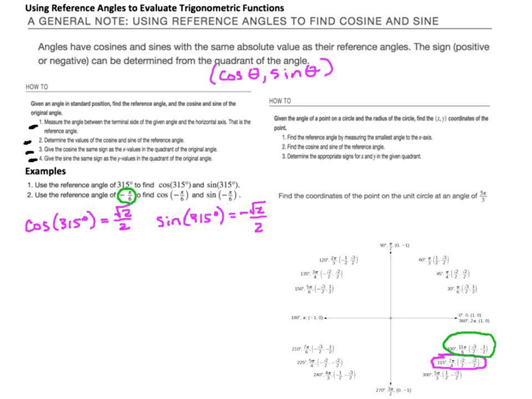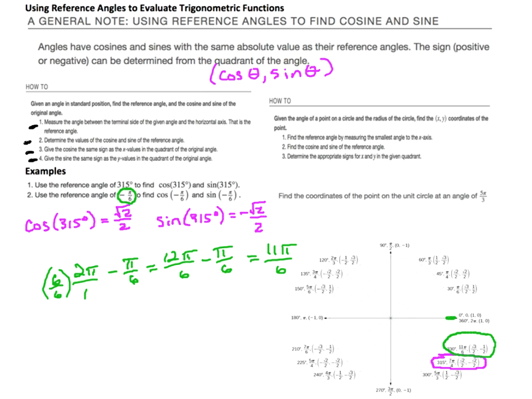You know, 2 pi is all the way around the circle, so that lands me back right here. And if I subtract pi over 6 from 2 pi, that's 12 pi over 6 minus pi over 6, which is 11 pi over 6. So it puts me right there as my reference angle. Did that help, Jeremy?